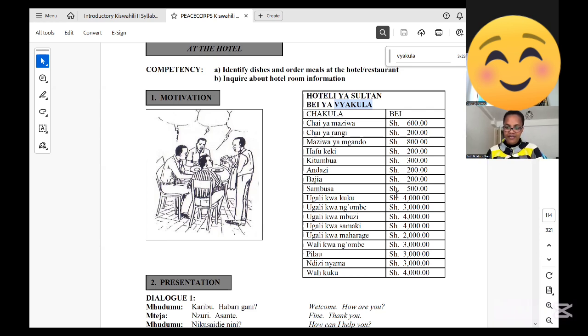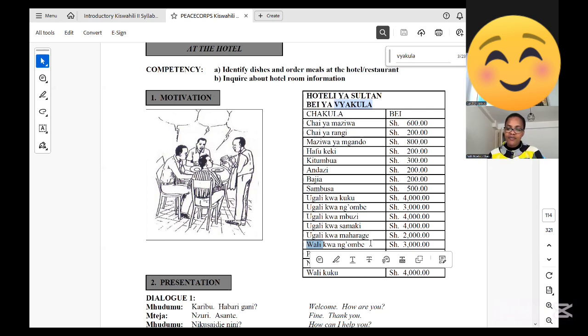Ugali kwa maharage. It's with peanut, right? Beans. Beans. And perfect. Peanut, what was the word for that again? Karanga. Karanga, oh, yeah. Wali kwa ngombe. We repeated. Okay, now it's wali. It was ugali. Now it's wali. And what is wali? Rice.